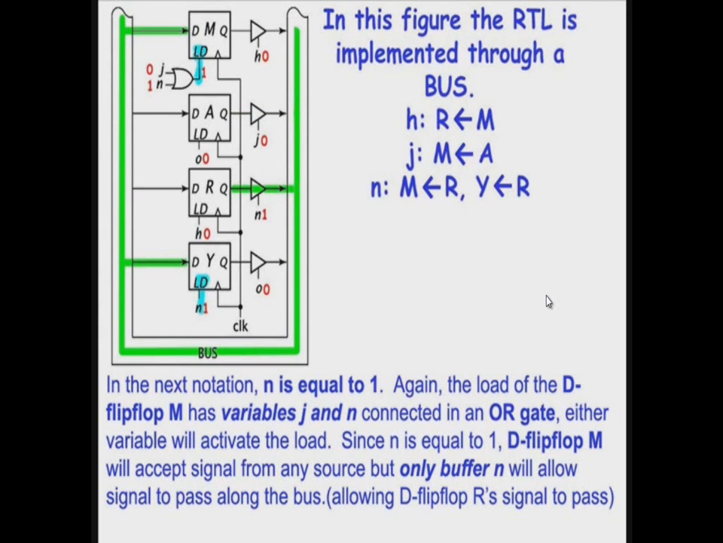In the next notation, n is equal to 1. Again, the load of the D flip-flop M has variables j and n. Since n is equal to 1, D flip-flop M will accept signal from any source, but only buffer n will allow signal to pass along the bus.